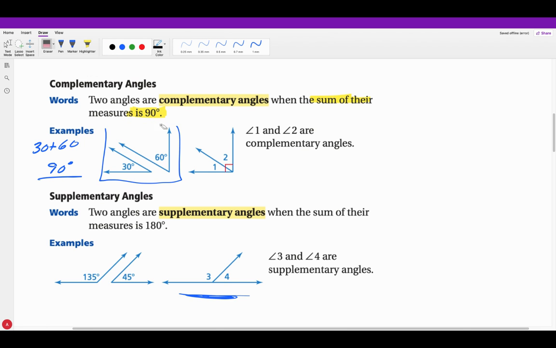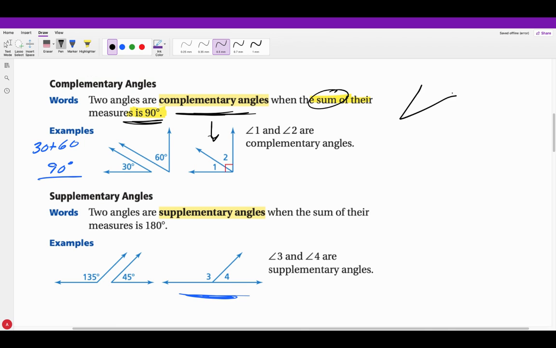And like I said in the last section, they had to be adjacent for us to apply a question like this. But now that we're learning complementary angles and that the sum of their angles is 90 degrees, the angles don't need to be adjacent anymore. It could just be two angles that were given, and I can say here is angle A, and I can say here is angle B.